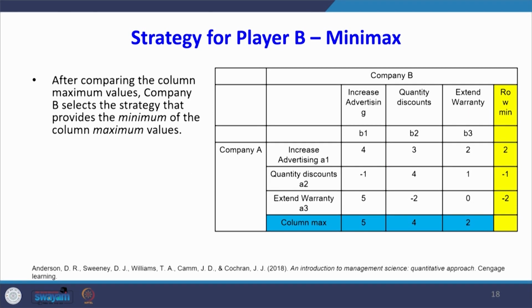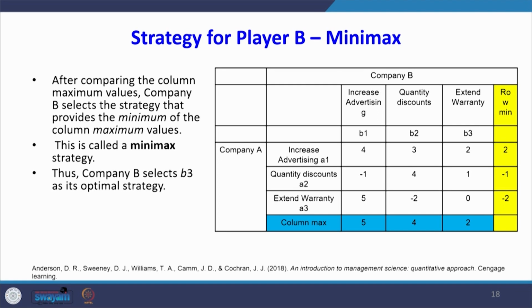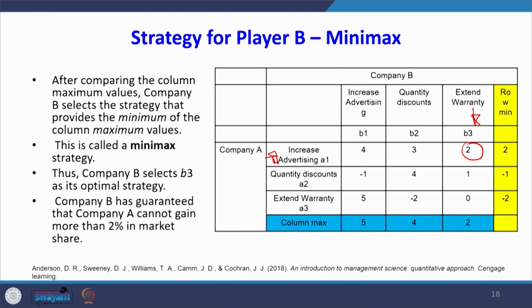After comparing the column maximum values, company B selects the strategy that provides the minimum of column maximum values, that is called minimax. So, this is called minimax strategy. Thus, company B selects B3 as the best optimal strategy. So, company A will go for A1, okay, that intersection value is 2, the 2 represents the value of the game. Company B has a guarantee that company A cannot gain more than 2% in the market share.